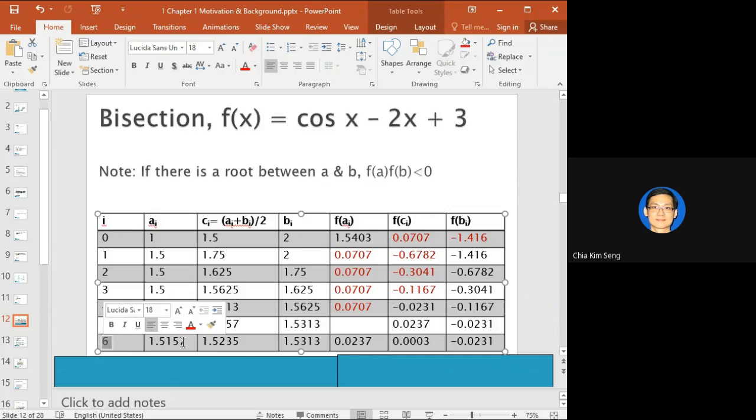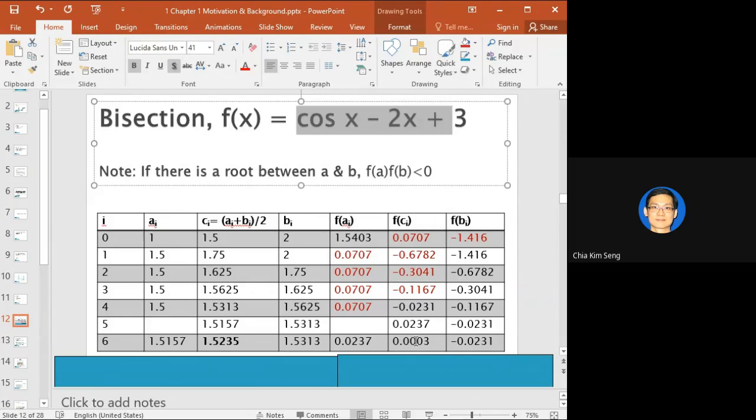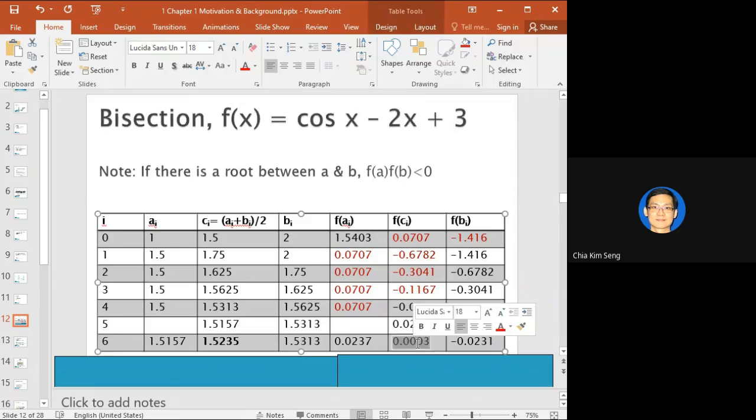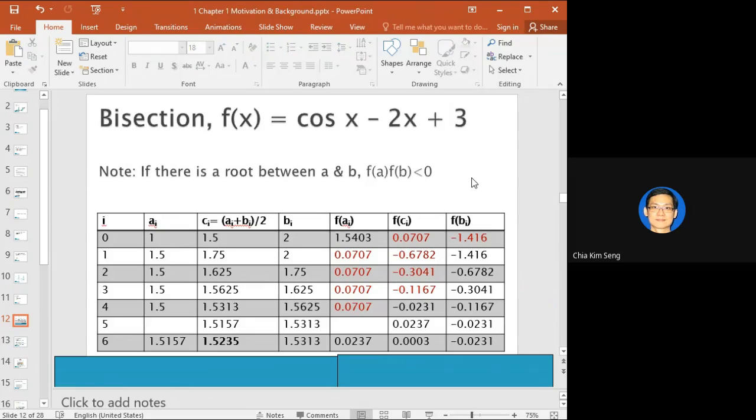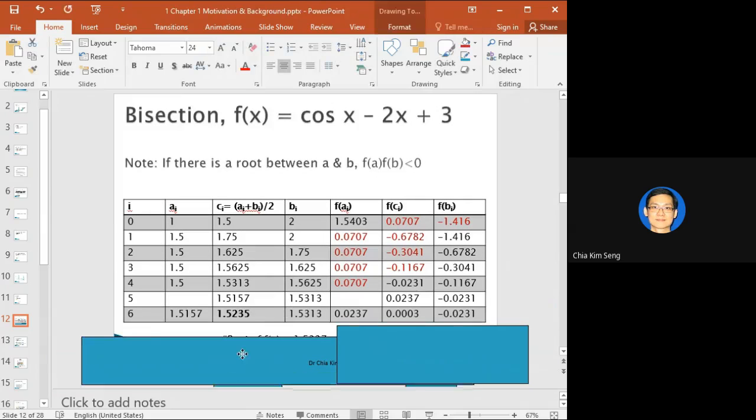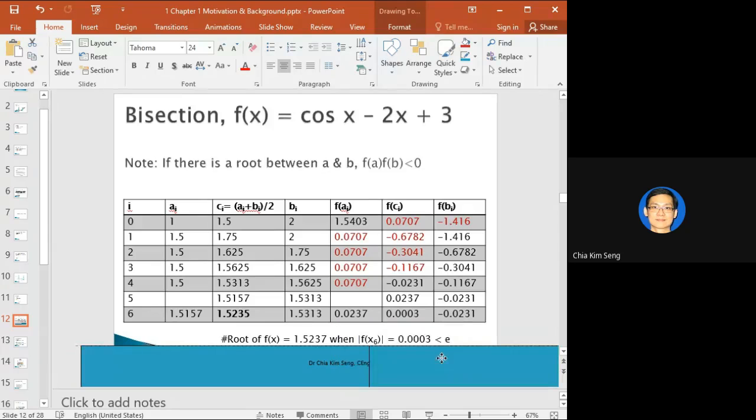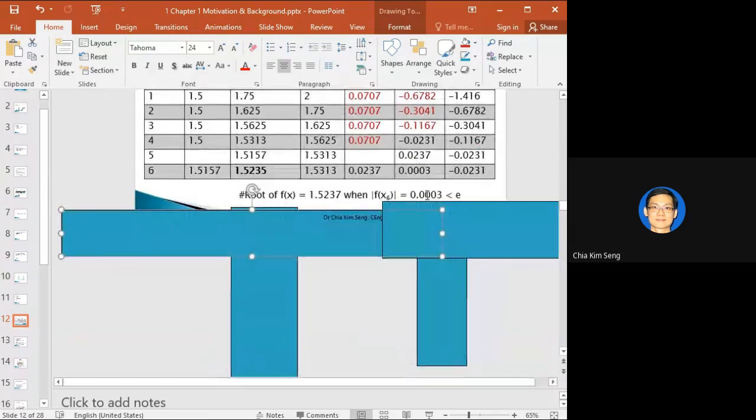Okay, so you see this is our final answer, the root. That means you substitute this value 1.5235 into this equation, you get 0.0003. That one is approximately 0, and then fulfills our stop criteria, so you can stop there. So the root is this one. Of course, you should know to just stop like this. I think you need to write the conclusion. Okay, don't forget this one, conclusion.